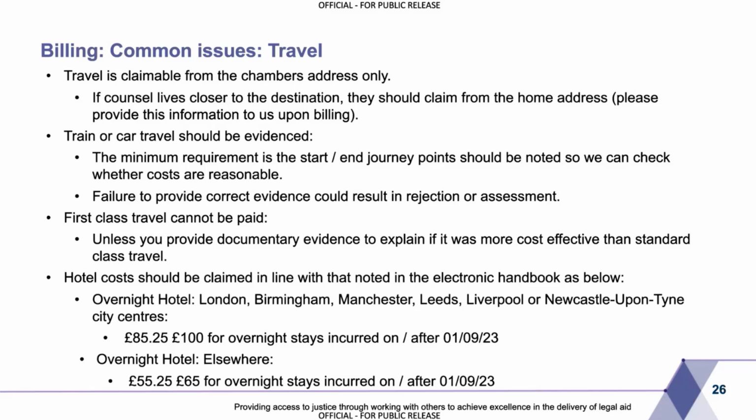Hotel costs are another thing which does cause a bit of an issue sometimes. These should really be claimed in line with the amounts noted in the electronic handbook. We've got them down there below. You can see some of the major towns and cities that we have in the UK, the 85, 95 and £100 for overnight stays. And elsewhere, it's generally 55, 65 and £75 for overnight stays after the 1st of September 23. We are aware that these are only guidelines, and there are instances where you're not going to be able to get any accommodation for those costs.